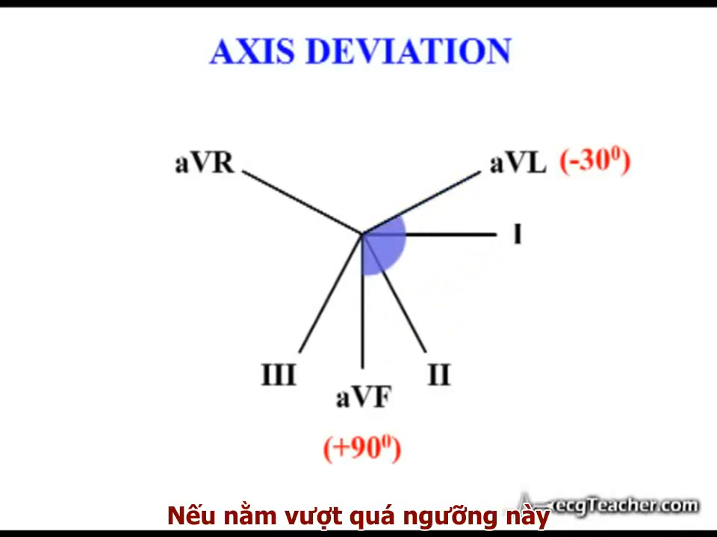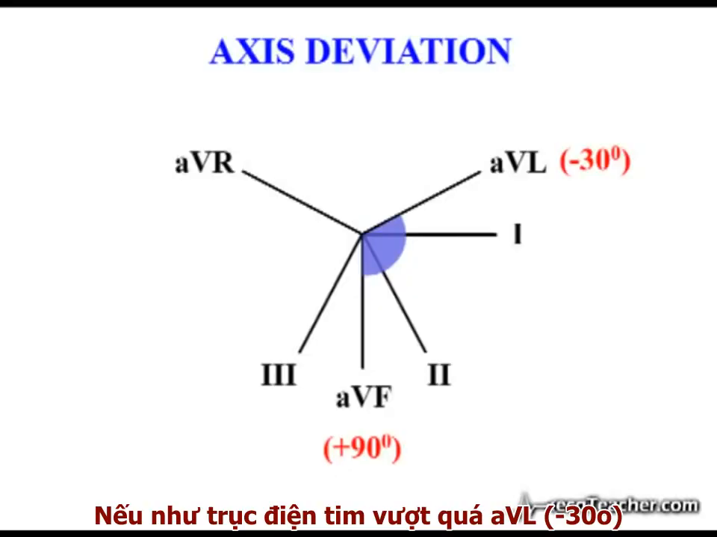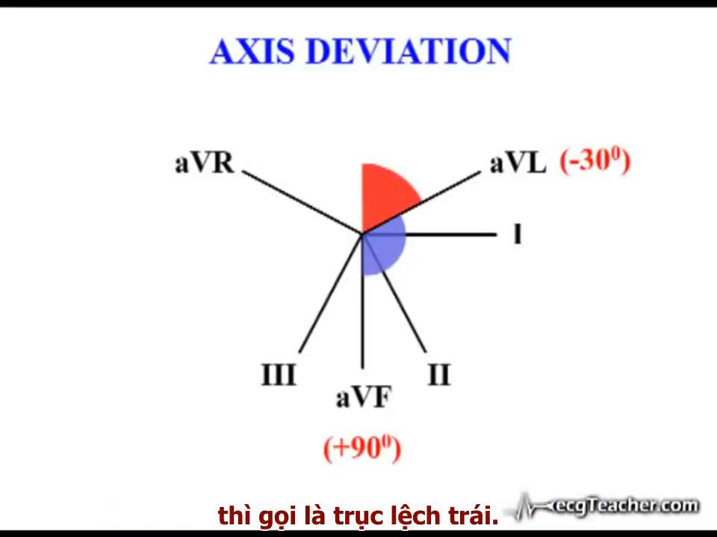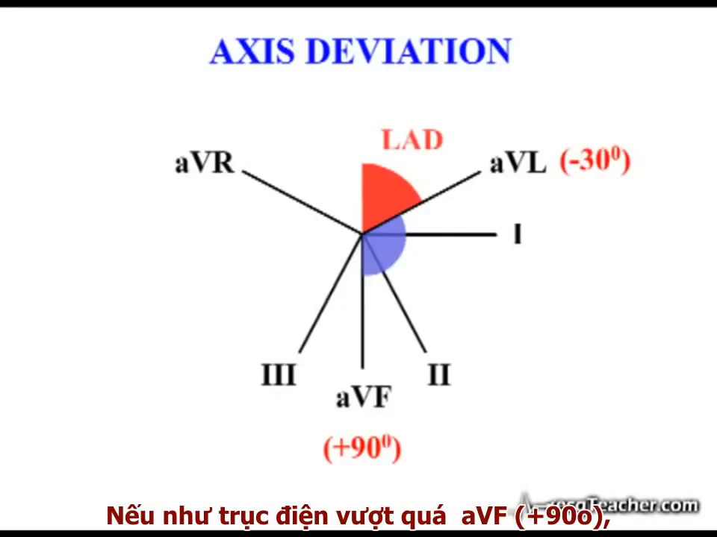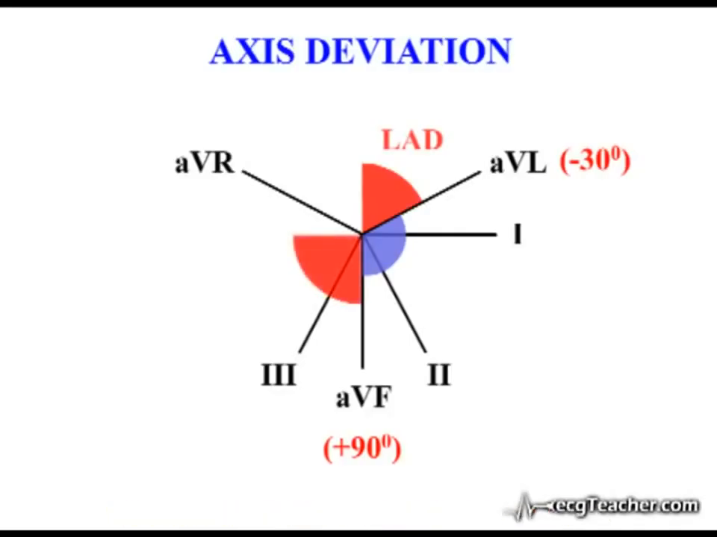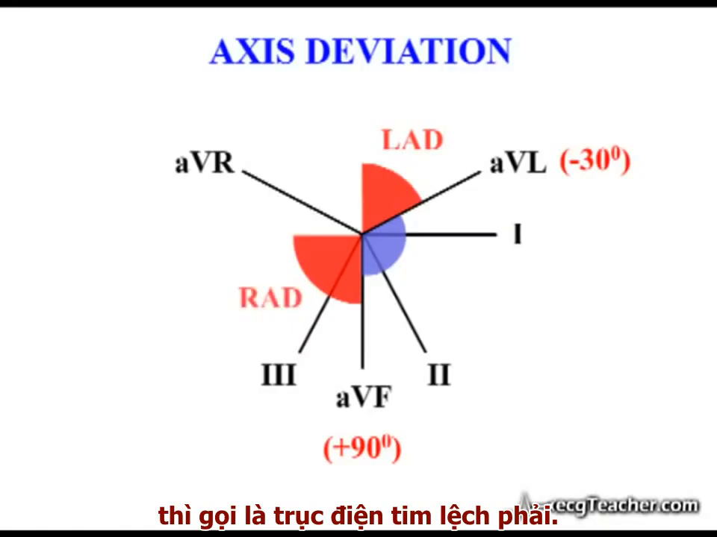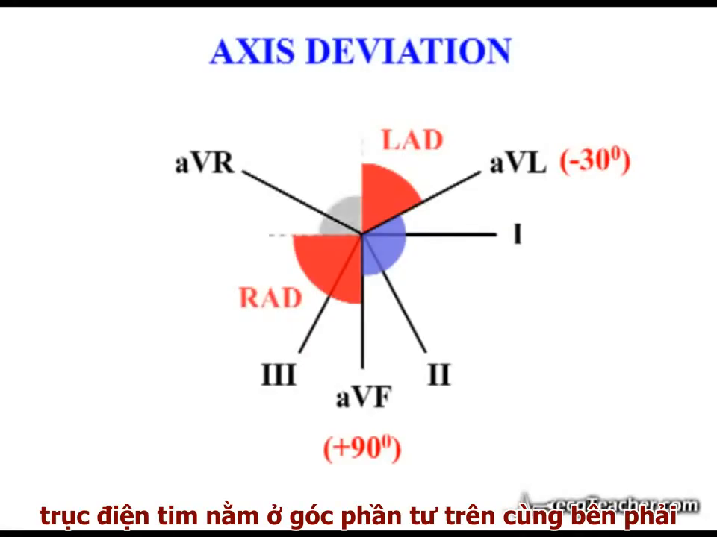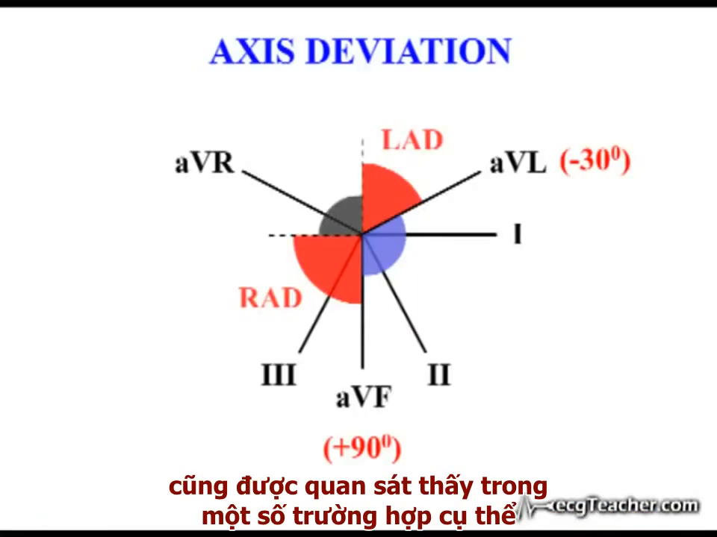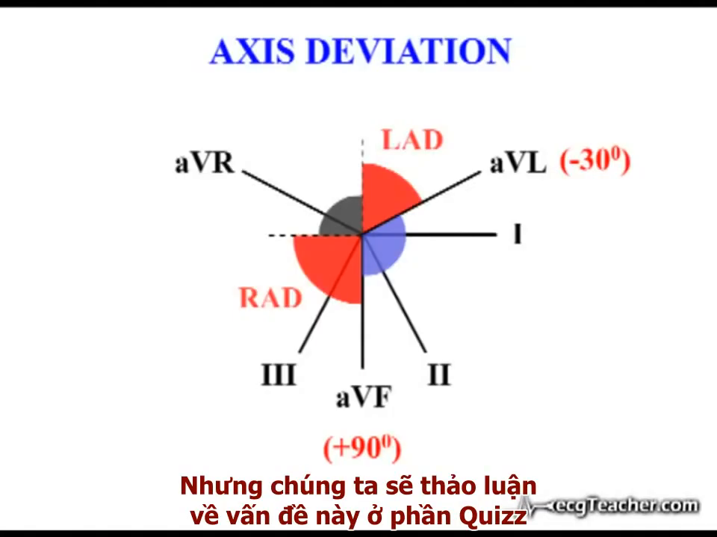Outside this normal range, if the axis lies beyond AVL, this is termed left axis deviation. If the axis lies beyond AVF, this is termed right axis deviation. Axis deviation into the fourth quadrant, or no man's land as it is sometimes referred to, is observed in certain situations, but we will leave discussion of this to the quiz section.